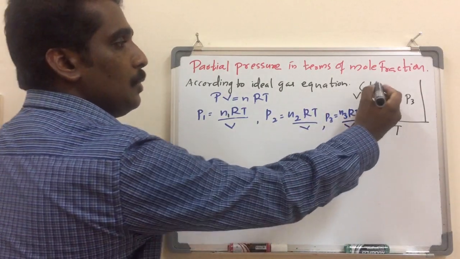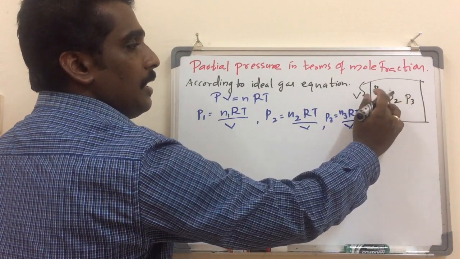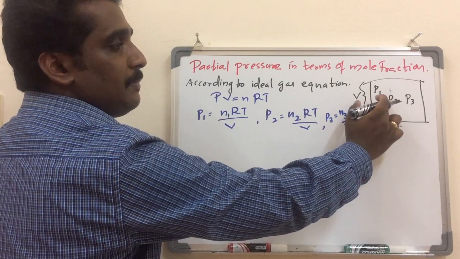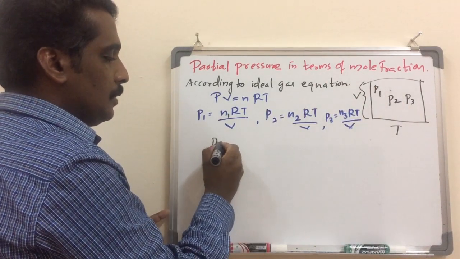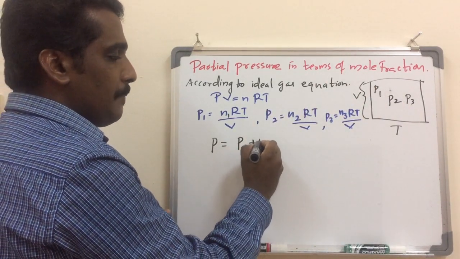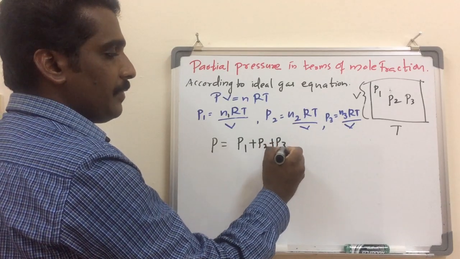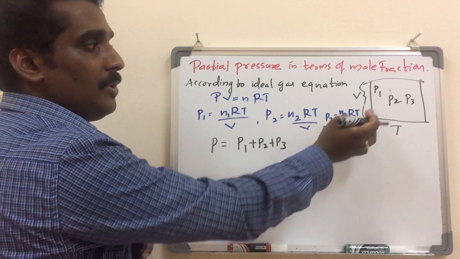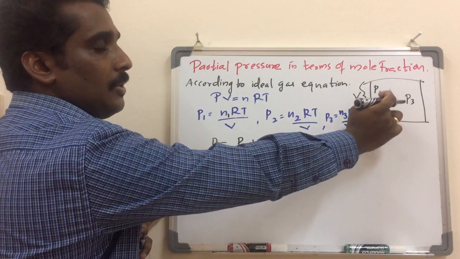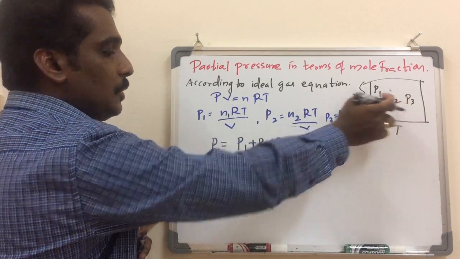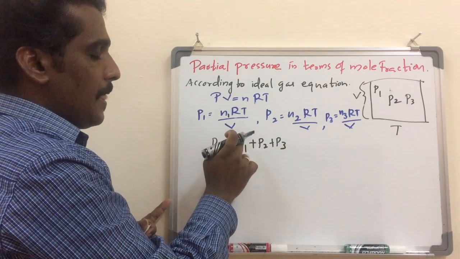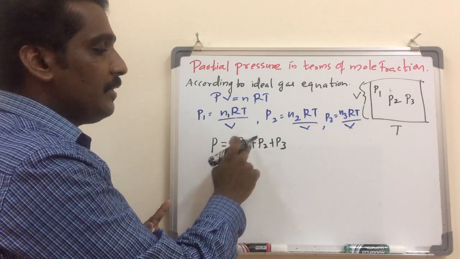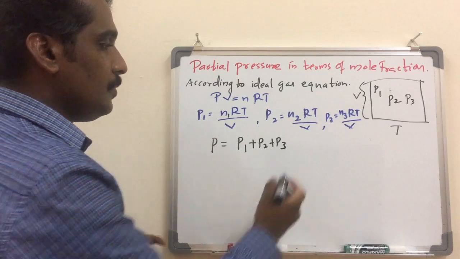And what is John Dalton's law? According to Dalton's law, the total pressure exerted by a mixture of gases is equal to P1 plus P2 plus P3. The total pressure exerted by a mixture of non-reactive gases is equal to the sum of the partial pressures of the individual gases.